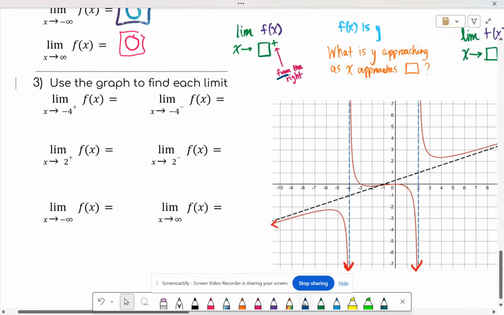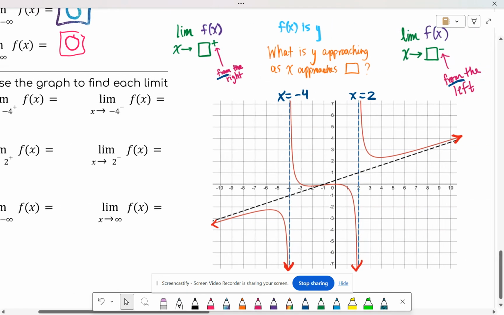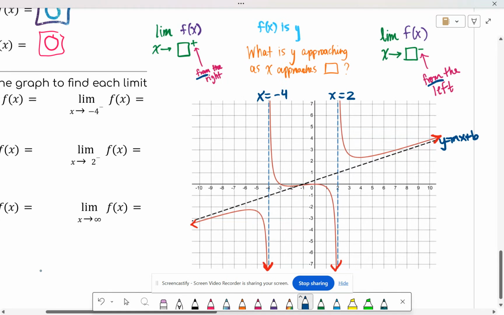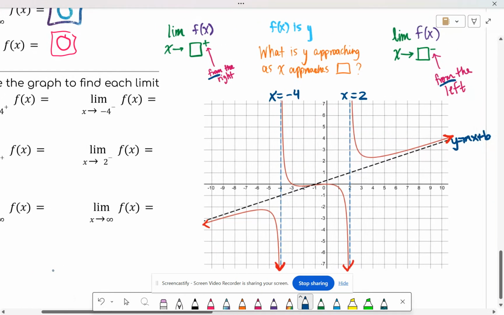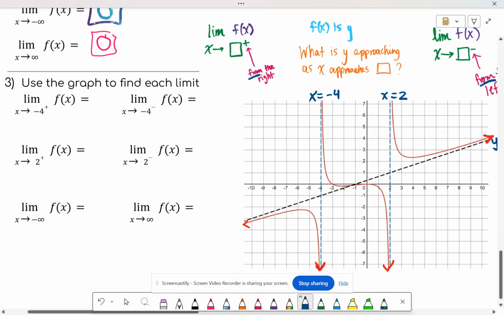So let's label our asymptotes again. So our vertical asymptote here is x equals negative 4. Vertical asymptote here is x equals 2. And then this oblique asymptote, again, I don't know what the equation is. I could totally figure it out, but I don't care because it's not a constant number, so I don't need it to help me find these last two.